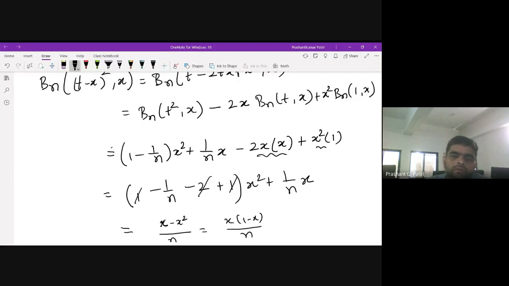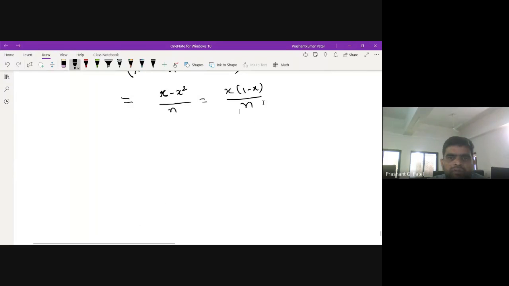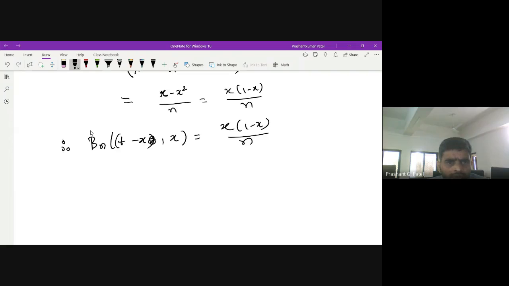Okay. So what we have achieved here is Bn of (t minus x) square at x is x into (1 minus x) upon n. Let me write: Bn of (t minus x) square at x is x into (1 minus x) upon n. We'll use this one. And many a times in examination, this expression has been asked. That is, what is this Bn of (t minus x) square?